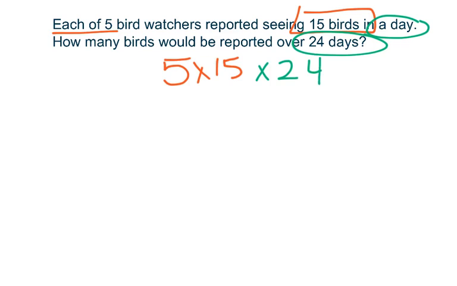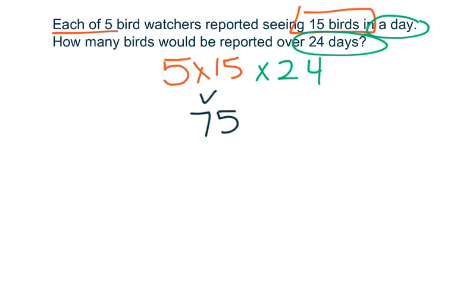Just like with the last problem, try and find the problem that makes the most sense to solve first. It doesn't make sense to solve 15 times 24 first in this case. It would make more sense to solve 5 times 15, so that's what I'm going to do first. I'm going to solve 5 times 15, then I'm going to multiply my product times 24. So solve 5 times 15. Some of you can do this in your head. When we're multiplying 5 times 15, we can think, well, 15 times 2 is 30. 15 times 4 is 60. So 15 times 5 would be 75.